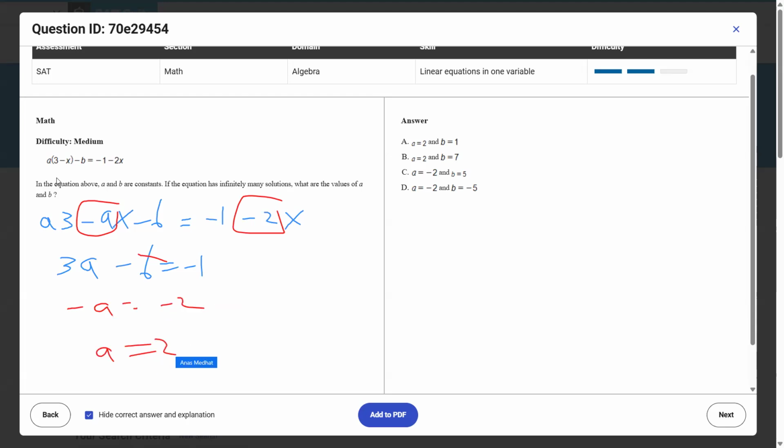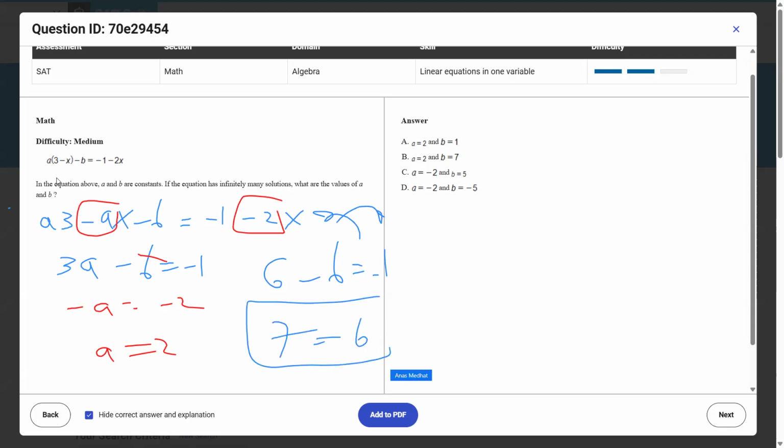We just substitute a and get b. Let's substitute a. 6 minus b is equal to minus 1. Shift, so b is equal to 7. b is equal to 7, a is equal to 2. So the answer is B.